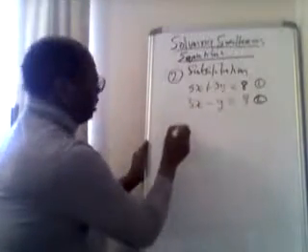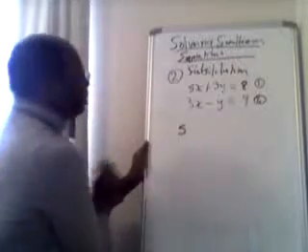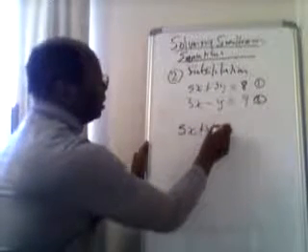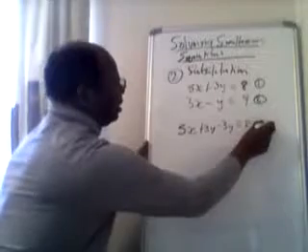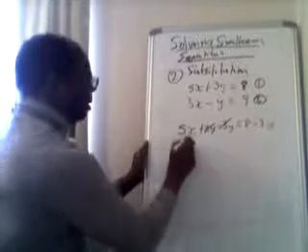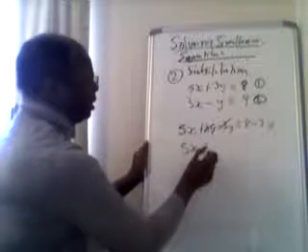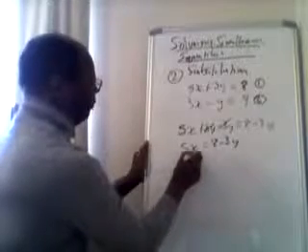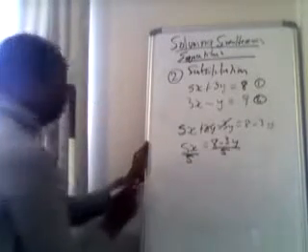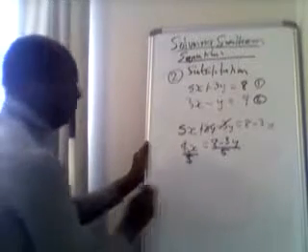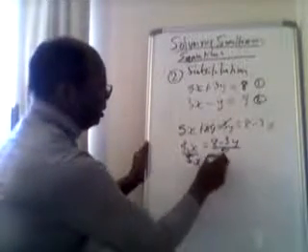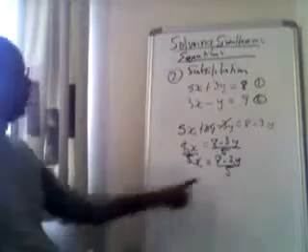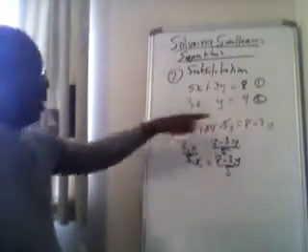I'm taking equation 1, which means I need to subtract 3y from both sides. So it's going to be 5x plus 3y minus 3y equals 8 minus 3y. These cancel, and you can see I've got 5x equals 8 minus 3y. I divide this side by 5, I divide this side by 5. The 5 here cancels with that 5. Then I have x equals 8 minus 3y over 5.